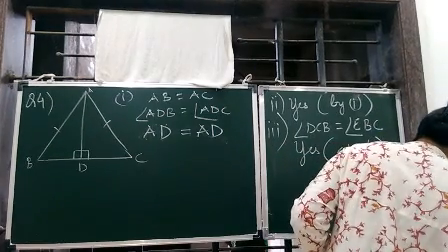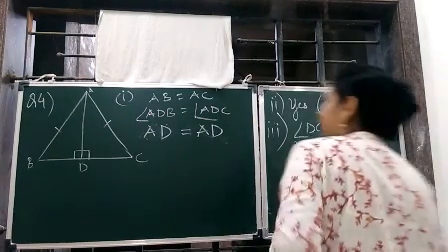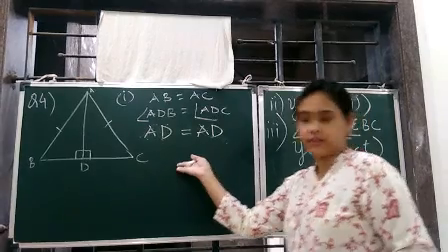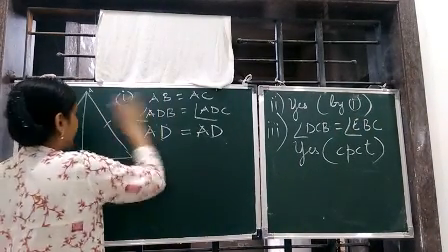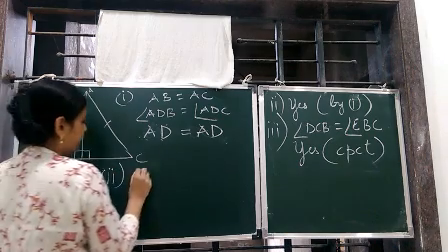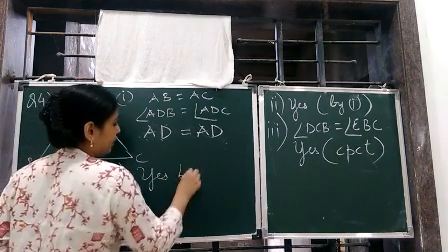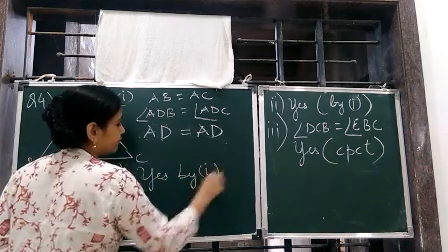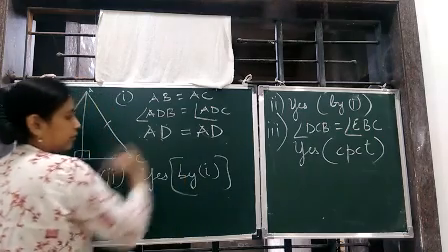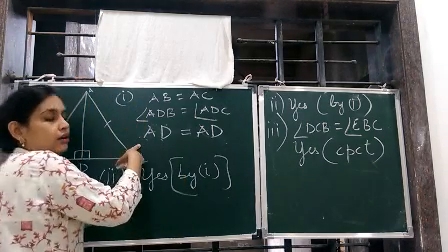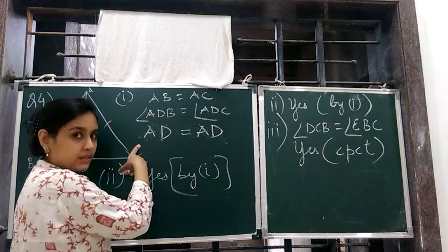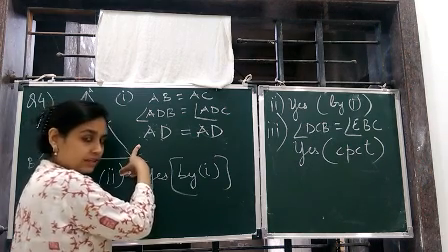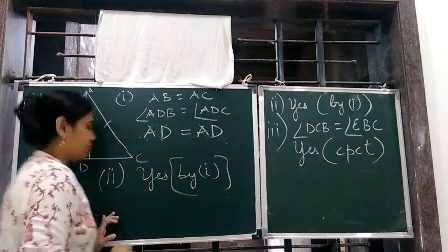Then, is triangle ADB congruent to ADC? Yes, it is because we have done this. So, by this the triangles are congruent. So, you can write yes by RHS. Okay, because it is fulfilling all the three properties. That is why it is congruent by RHS rule.